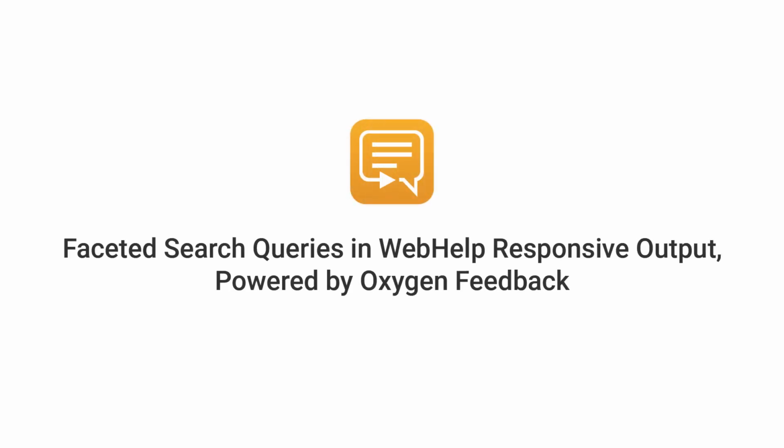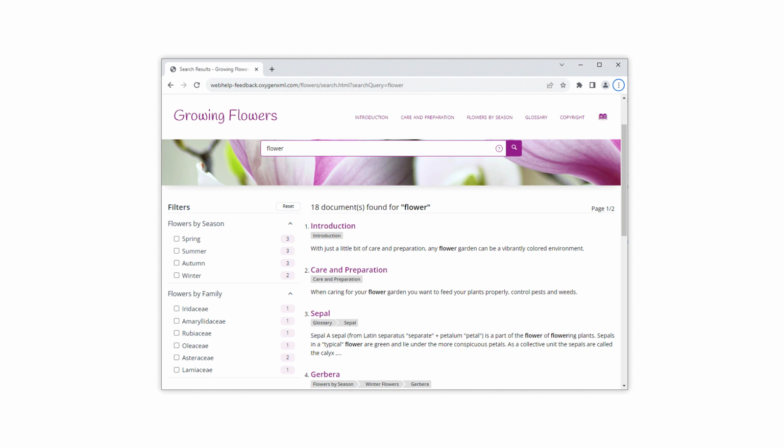This video will demonstrate how to use faceted search functionality in WebHelp Responsive Output. This functionality was introduced in Oxygen Feedback 4.0. A faceted search is a powerful and user-friendly search and filtering technique that makes it easy to narrow the results and find specific information within a large documentation project by applying multiple filters or facets simultaneously.